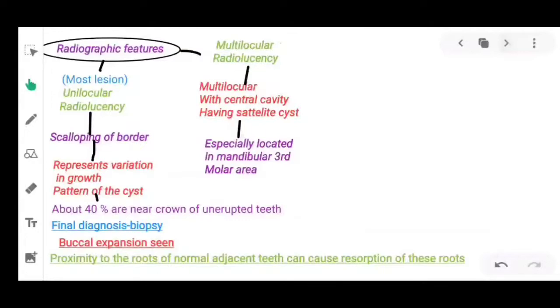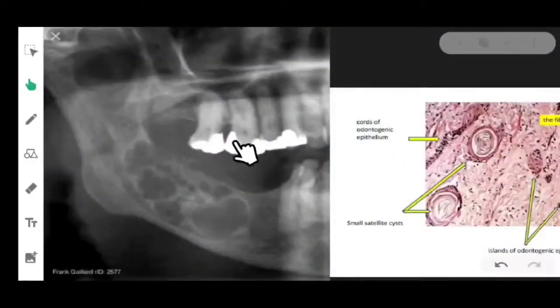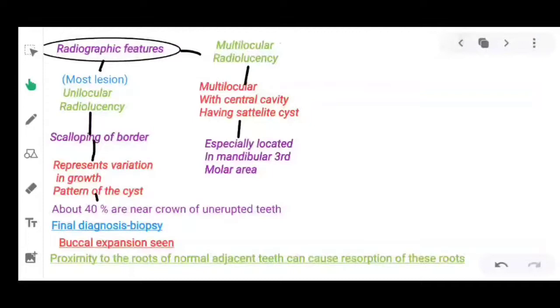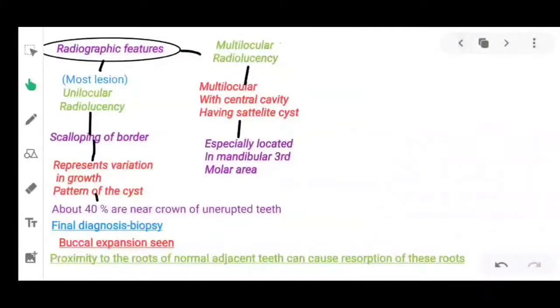This cyst can show unilocular radiolucency or multilocular radiolucency. See, here it is a unilocular radiolucency, whereas here it is a multilocular radiolucency. Unilocular radiolucency is most common, mostly seen. And it shows scalloping of border. Now, this scalloping of border represents the variation in growth pattern of the cyst.